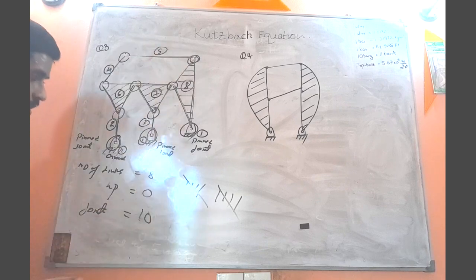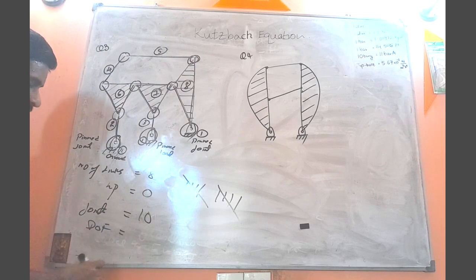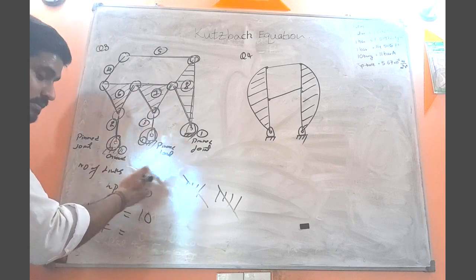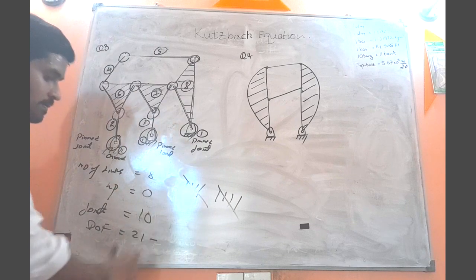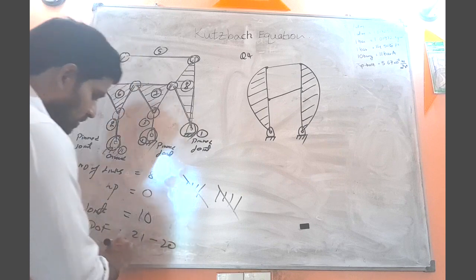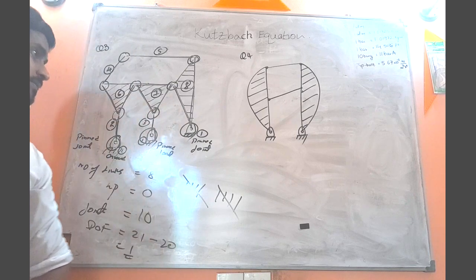So 10 joints. According to the equation, degree of freedom will be 3 times (number of links minus 1), that means 3 times 7 is 21, minus 2 times number of joints, 2 times 10 is 20. So degrees of freedom, what is the answer? It is number 1.